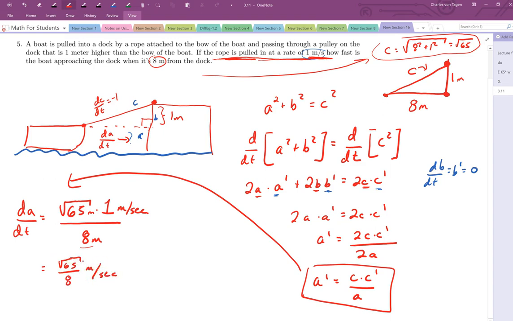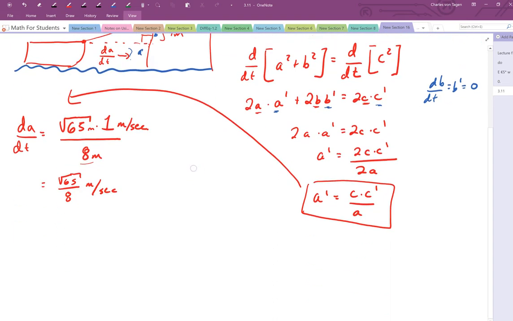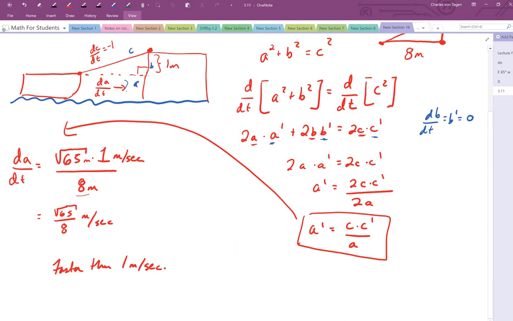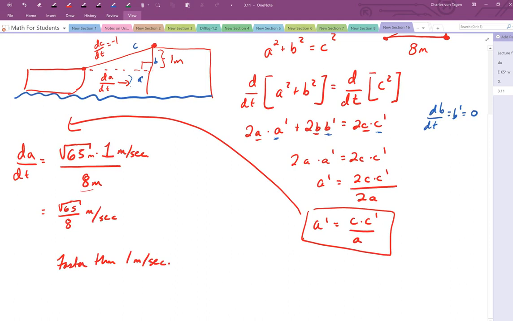And I know that this isn't too exciting of a result, and maybe one day I'll go back and change all these numbers so it's a little more drastic, but notice that the boat is traveling faster than 1 meter per second as it gets closer and closer to the dock. So the closer to the dock, the faster the boat will have to travel in order to keep up with the rate of change in the hypotenuse of that triangle. So if you were moving large equipment, that would definitely be something you'd want to be aware of, because a boat traveling at one speed has way different momentum than a boat traveling at another speed.